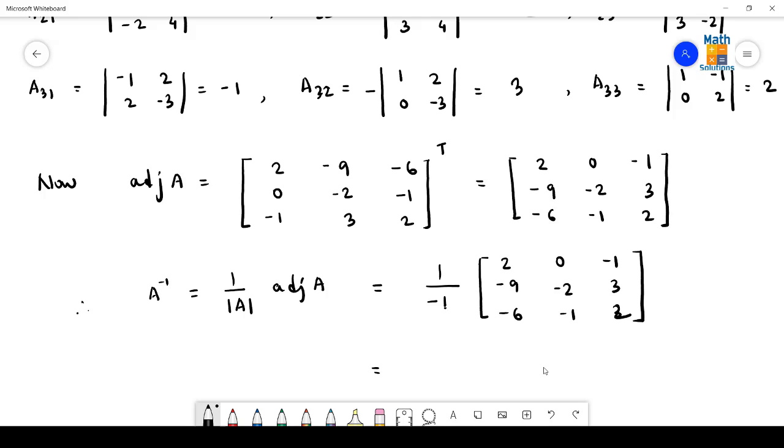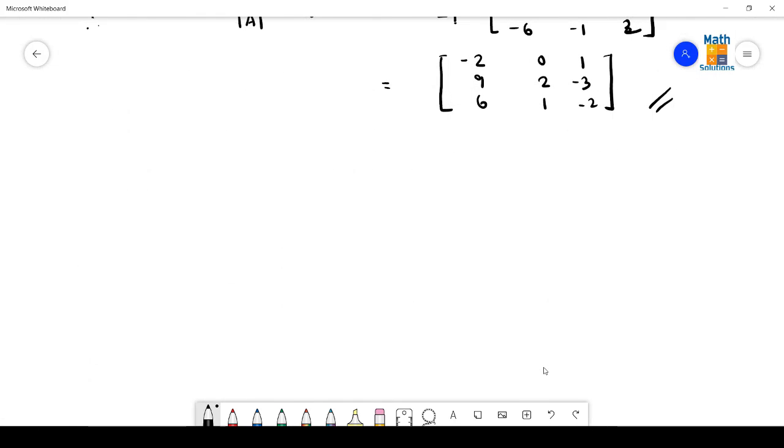This minus notation we can put inside the matrix so that the signs get reversed here. 0, 1, then all the negative terms will turn positive. 2, then minus 3, then after 6 here 1, minus 2. So this is our ultimate answer for this matrix. Next, let us come to question number 11.